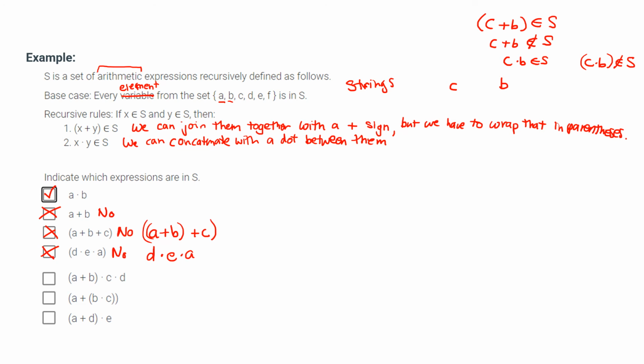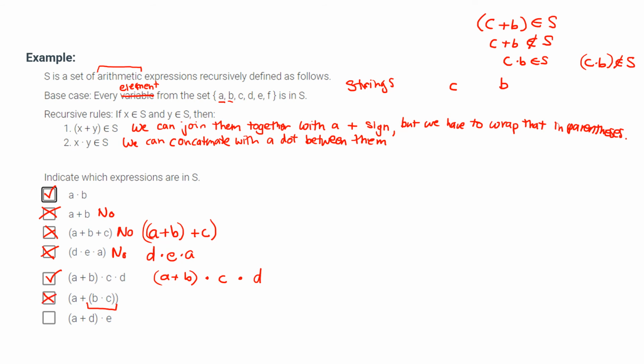How about this one? This is looking promising, because I can start with A and B, join them together with a plus sign and parentheses around them. And then C is also in there, so I can put a dot, and that would be in the set. I've joined two together with a dot. But if this is already in the set, I can join it together with D, because D's in the set. So yes, this one is. This one here, B times C, we're never going to get that. You can't put parentheses around something joined by dots, so no.